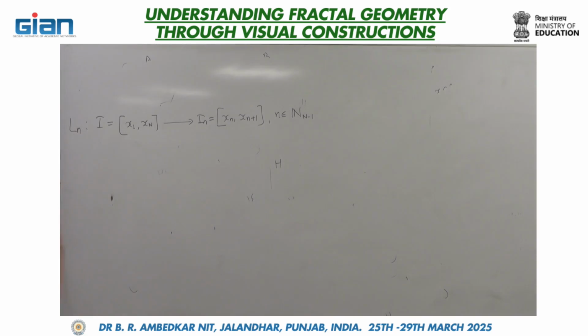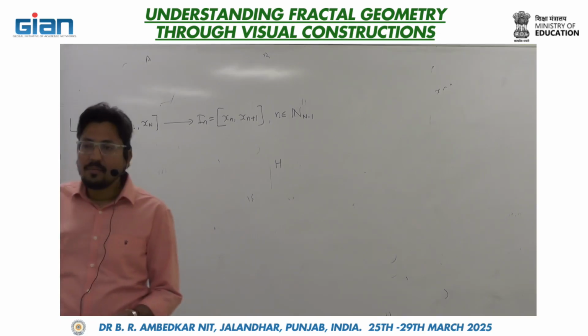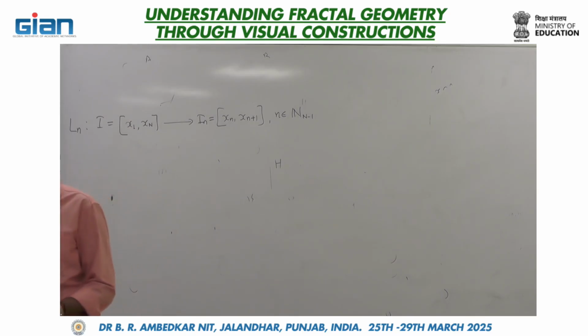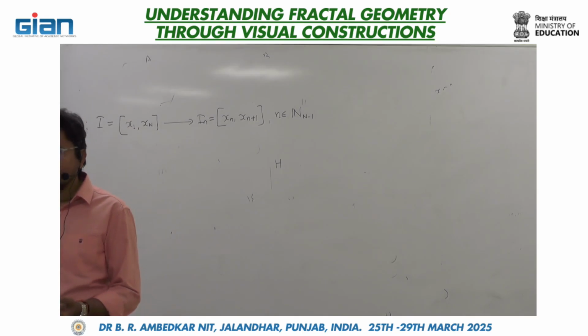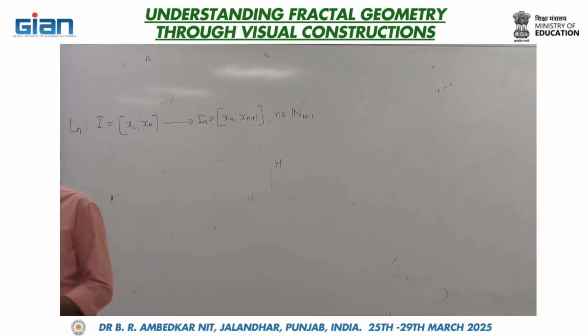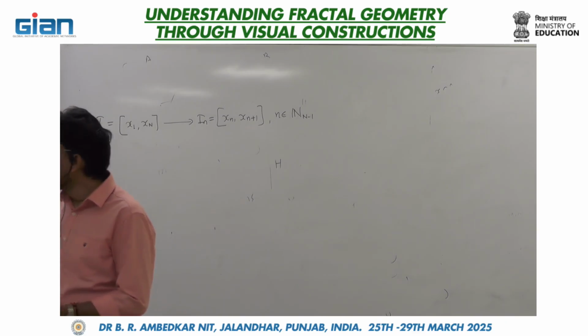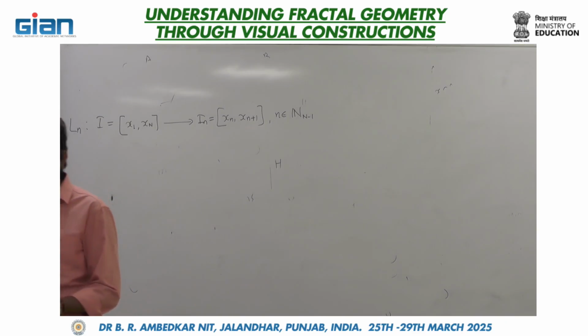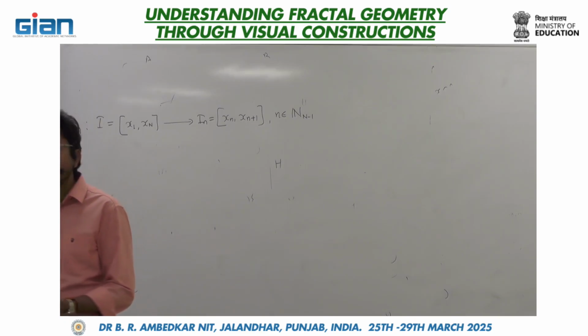And I am saying that is a contraction homeomorphism. Contraction you already know, the definition of contraction you know. And what is the meaning of homeomorphism? A mapping is a homeomorphism when it is bijective and continuous and its inverse is also continuous. Okay, so ln is a mapping which is continuous, ln is bijective, and ln inverse is also continuous.